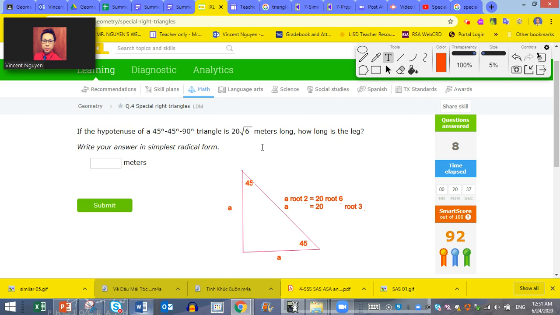So how long is the leg? Well, the leg is A equal 20 root 3. So I'm going to say this leg is 20 root 3, plain and simple. And the two legs are the same. So the answer for this is 20 root 3. 20 and then square root 3.